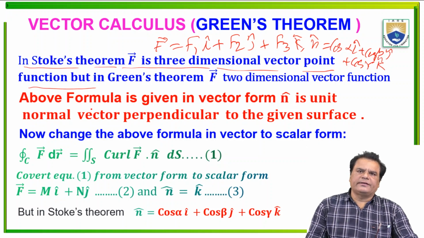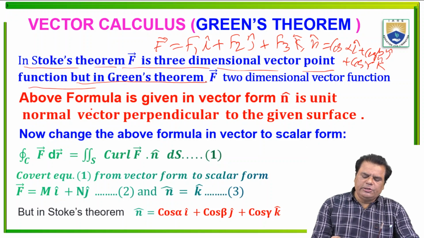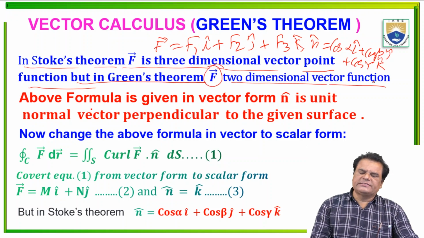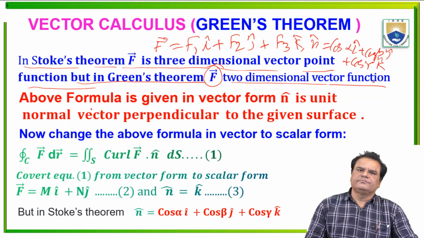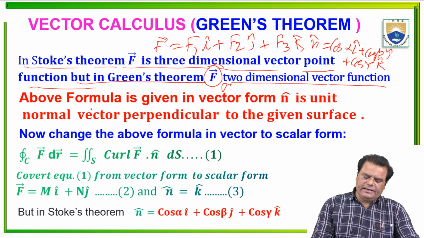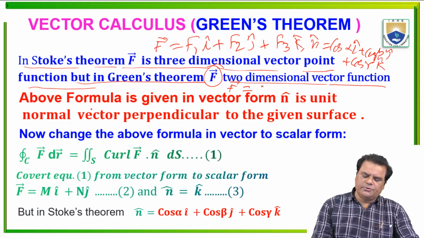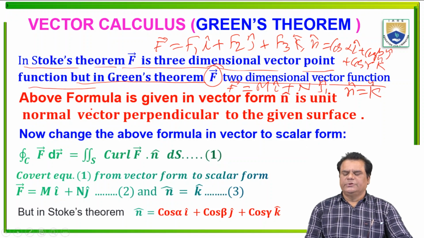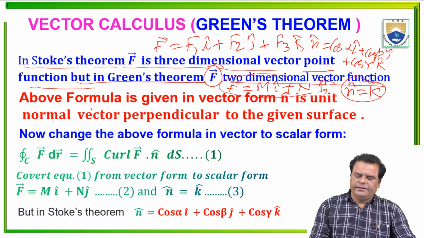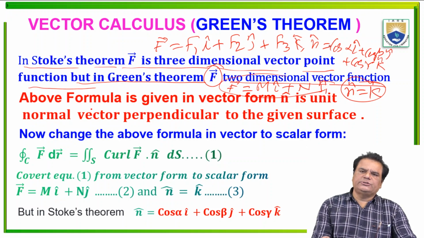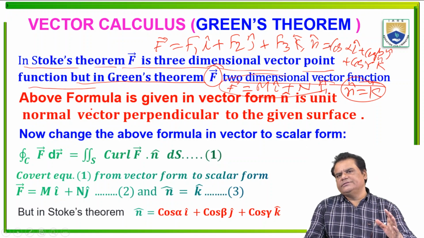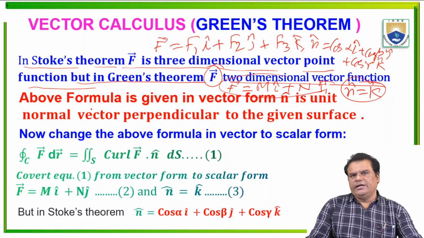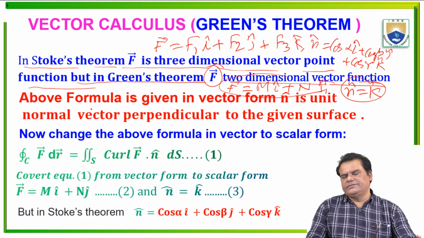This is the n vector in Stokes theorem. But in Green theorem, f vector is a 2-dimensional vector point function. So f vector is equal to m i cap plus n j cap. N vector is equal to k vector. These 2 points are different. This is the Green theorem and this is the Stokes theorem. Stokes theorem is 3-dimensional and Green theorem is 2-dimensional.